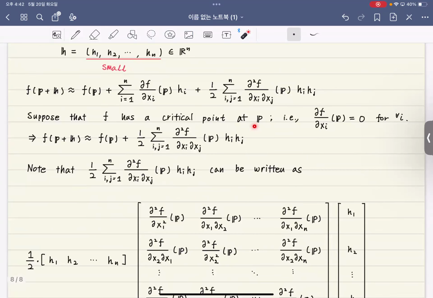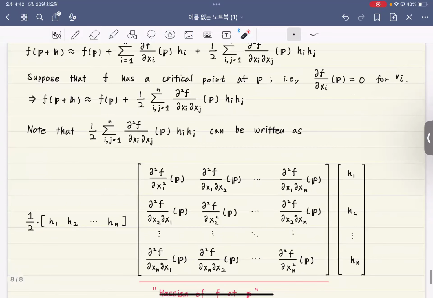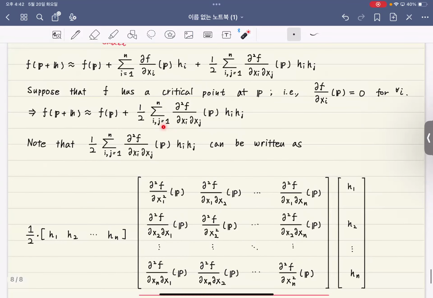As I said, this function f has a local maximum or local minimum at P. But how do you know whether it is a local maximum or local minimum? All the crucial information to determine this is contained in this quadratic polynomial over here, right? Because this is a constant, it doesn't affect too much. So this is a quadratic polynomial.